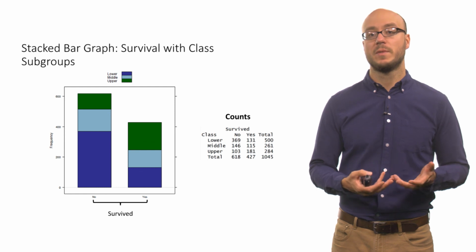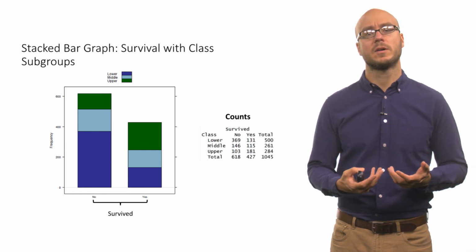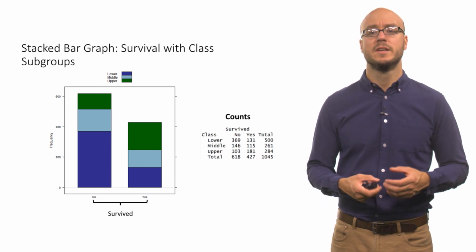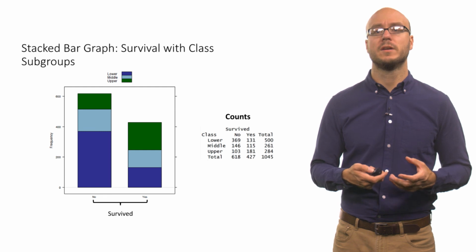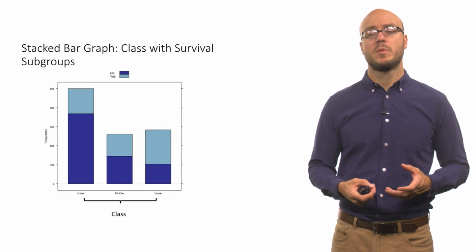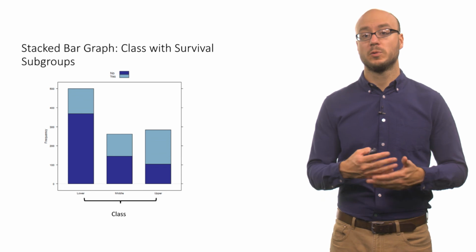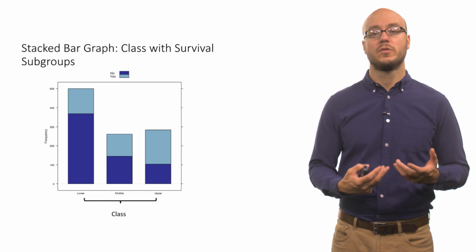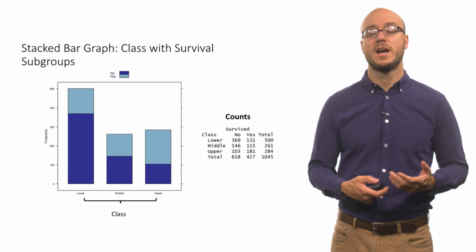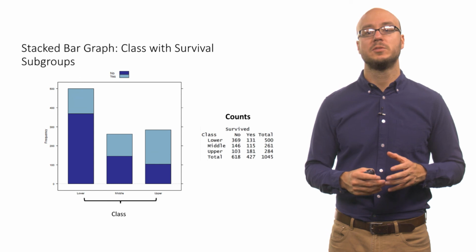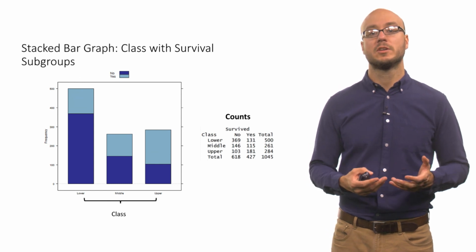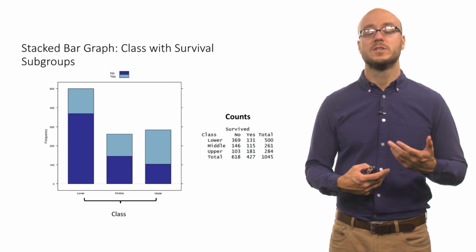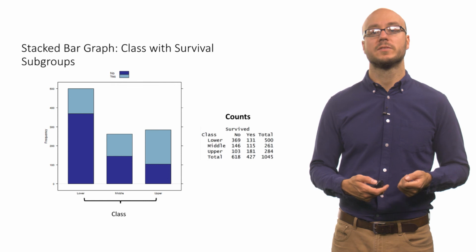That just reflects the same information as a dodged bar graph, but sometimes a stacked bar graph can be more informative or just a more concise way of visualizing the cells of a 2x2 table of counts. We can also look at a stacked bar graph by chunking the class. So we're looking at class first, and then within each class level, we're looking at the number of counts who did or did not survive. Again, all we're doing is representing the cells of a 2x2 table, and you come to the same conclusion, which is that most of the people in our data set are those in the lower class and those who did not survive the Titanic.